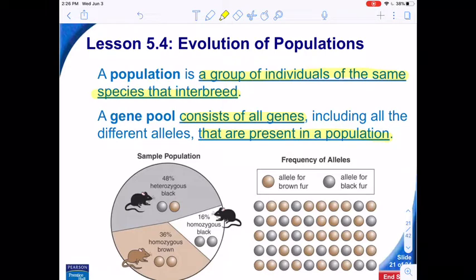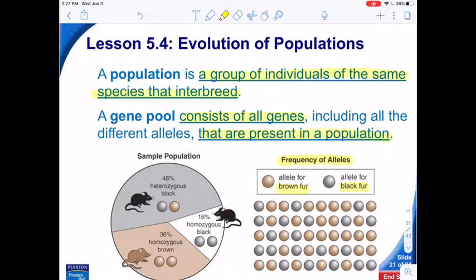Also within that, because we know that there are dominant traits and recessive traits, the dominant trait is black, which means that we can have mice that are homozygous black, so 2 alleles for black fur, or heterozygous black, so 1 allele for black and the recessive allele for brown, as well as having some mice that have the recessive allele for brown. Over here we have the frequency of alleles, which means that the number of times we see a small b, so the allele for brown fur, or a capital B, the allele for black fur, in a population is counted up and calculated.